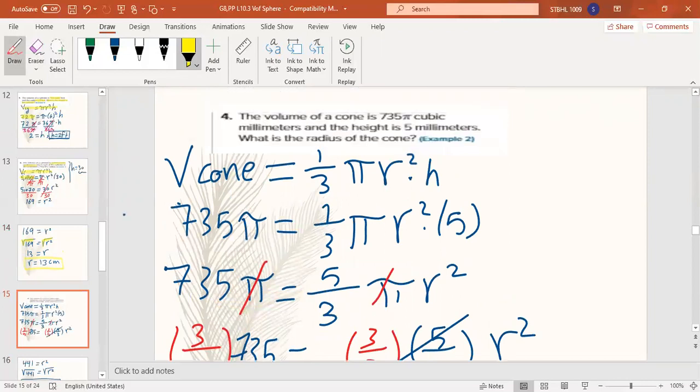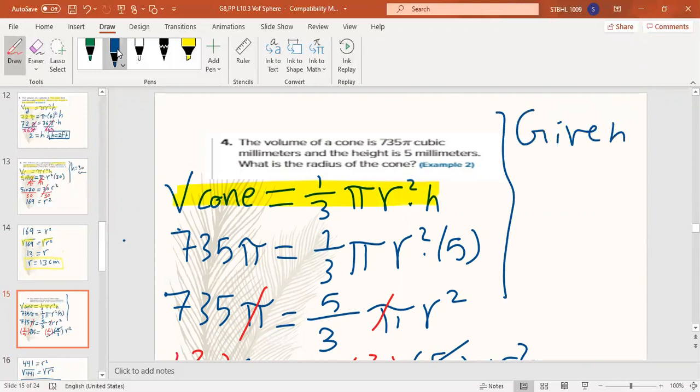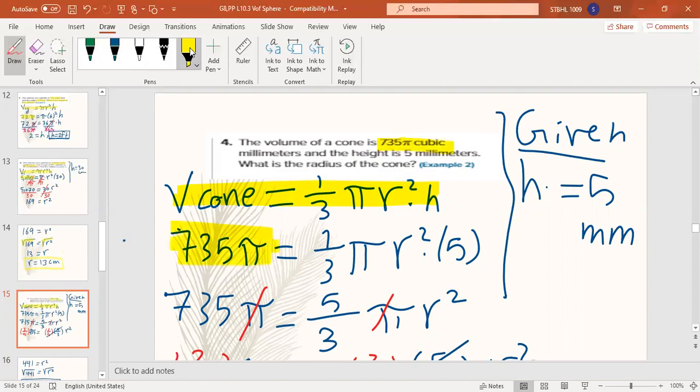Let's go to exercise number 4. The volume of a cone is 735 pi. So directly go and write formula of volume of cone. And what is given? The given is height of the cone, which is 5 millimeter. And I read again, the volume of a cone is 735 pi. So I'll take this given volume and substitute instead of the word volume to the left. So 735 pi equals 1 over 3 pi r squared times 5.